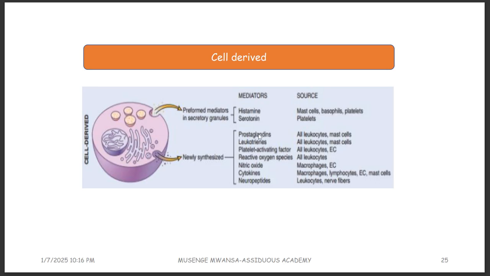Those which are newly synthesized: you have the prostaglandins, which are released by all cells, and leukotrienes, also by all cells, especially mast cells. These are involved in bronchoconstriction. That's why they are important in asthma, where the bronchioles become small; that's actually the leukotrienes. You also have platelet activating factor, released by endothelial cells and other cells. Reactive oxygen species like superoxides and hydrogen peroxide are released by white blood cells. Nitric oxide is a vasodilator; it dilates the blood vessels, and it's released by macrophages and endothelial cells. Cytokines like the interleukins and tumor necrosis factor are released by macrophages, lymphocytes, endothelial cells, and mast cells. You also have neuropeptides, released by white blood cells and by nerves.